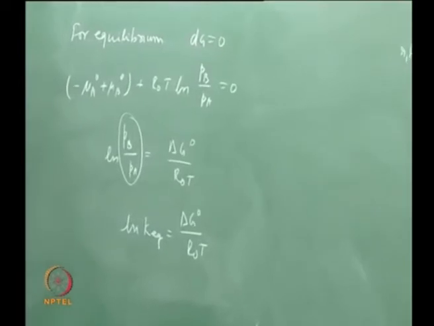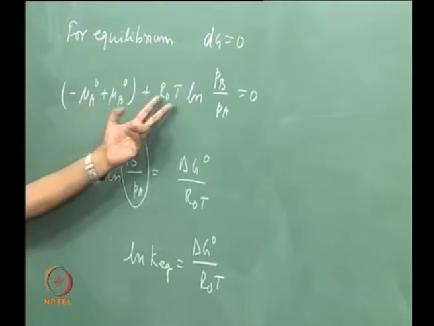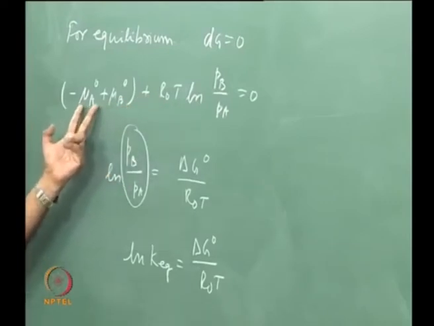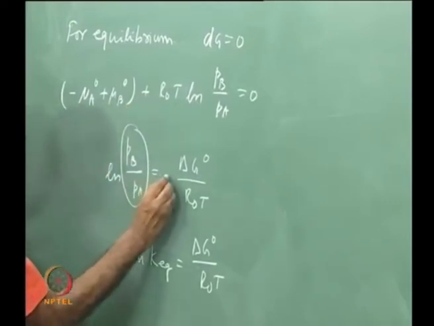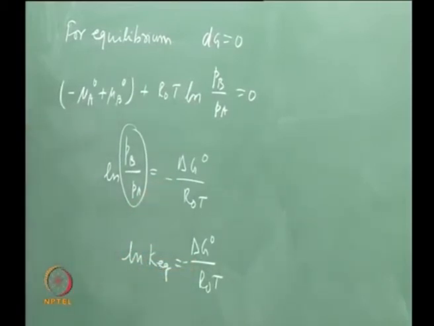But there must be something more to it. I get the change here, therefore mu B minus mu A, so it must be something like minus delta G by RT that is the value of ln K equilibrium.